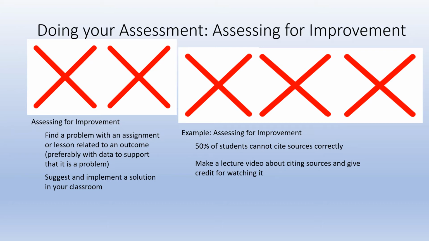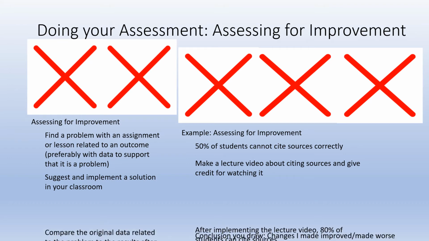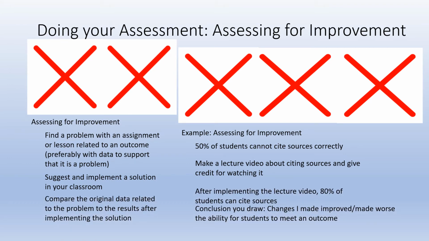Suggest and implement a solution in your classroom. So you might say something like, I'm going to make a lecture video about citing sources and give credit for watching it. And then you're going to compare the original data related to the problem to the results after implementing the solution. So you might come away with a conclusion. You might say something like, after implementing the lecture video, 80% of students can cite sources, so 80% being better than 50%. So the conclusion you would draw is that the changes I made improved, or made worse, whatever happened, the ability for students to meet an outcome.